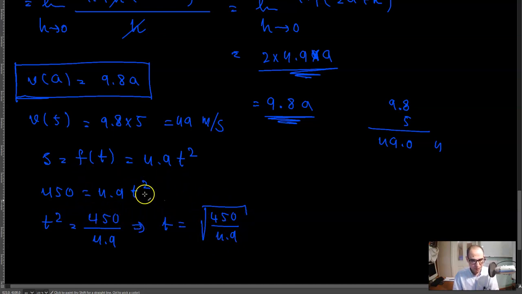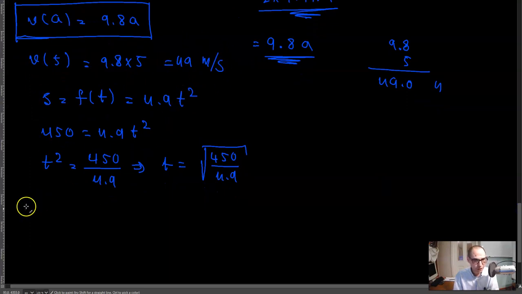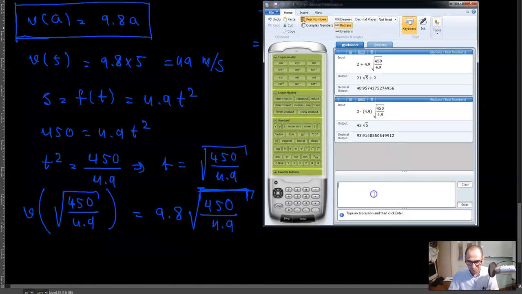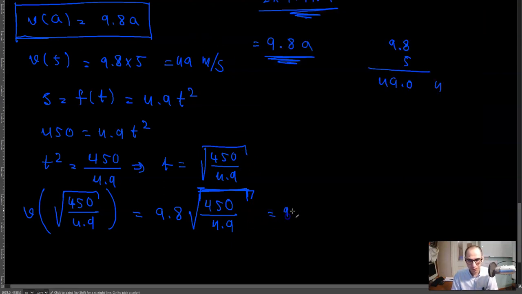And so if I now want to calculate, when the stone hits the ground, what is the velocity? I can write v of the square root of 450 over 4.9, which is the same thing as 9.8 times the square root of 450 divided by 4.9, which you could calculate using a calculator very easily. That gives you approximately 94 meters per second.